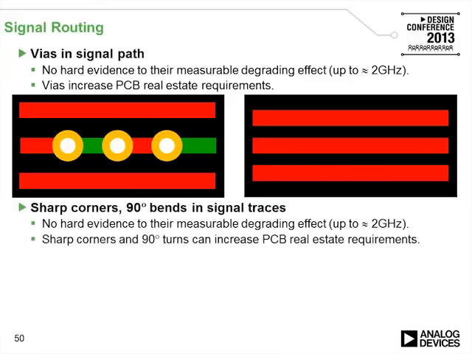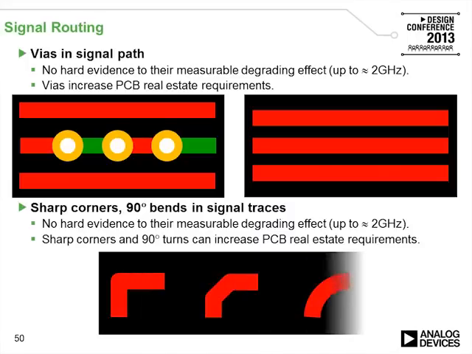Next important thing that people many times talk about is sharp corners, 90-degree bends in signal traces. There is really no hard evidence of their measurable degrading effect up to about 2 gigahertz. Sharp corners and 90-degree turns can increase PCB real estate requirements, that is. Here's an example of 3 common ways to make a bend. The first one might require slightly more PCB real estate, especially if the board is very busy. But other than that, they have no effect on performance.